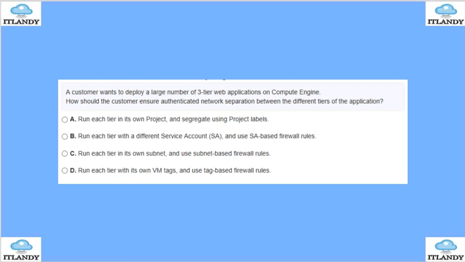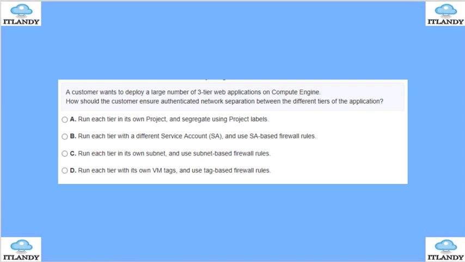This might apply to 1 and 3. Yeah, run each with a different service account and use firewall rules. Okay, run each tier in its own subnet and use subnet-based firewall. C sounds very practical and acceptable and cheaper than other options. I don't need so many firewalls. And the last one is run each tier with its own VM tag. That one is totally different. So the answer is C.